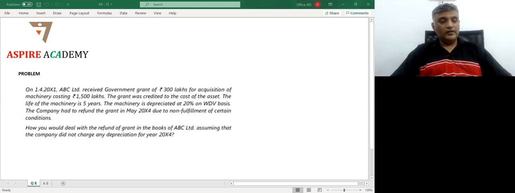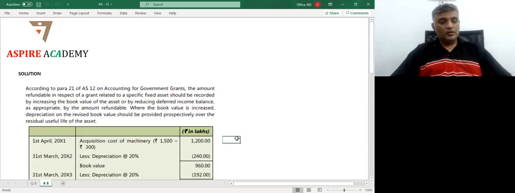Now, if we go back to the asset, according to para 21 of AS12, accounting for government grants, the amount refundable in respect of the grant which is related to a specific fixed asset should be recorded by increasing the book value of the asset or by reducing the deferred income balance as appropriate by the amount refundable. Where the book value is increased, depreciation on the revised book value should be provided prospectively over the residual useful life of the asset. So in this case, the company has actually reduced the grant from the value of the fixed asset. So when we are refunding the grant, we need to add it back to the cost of the fixed asset.